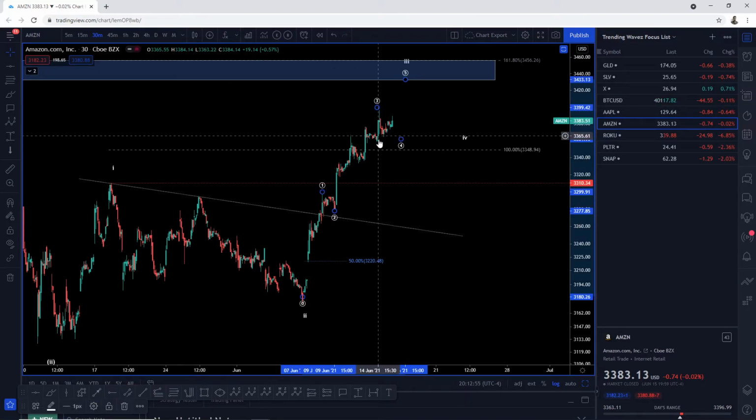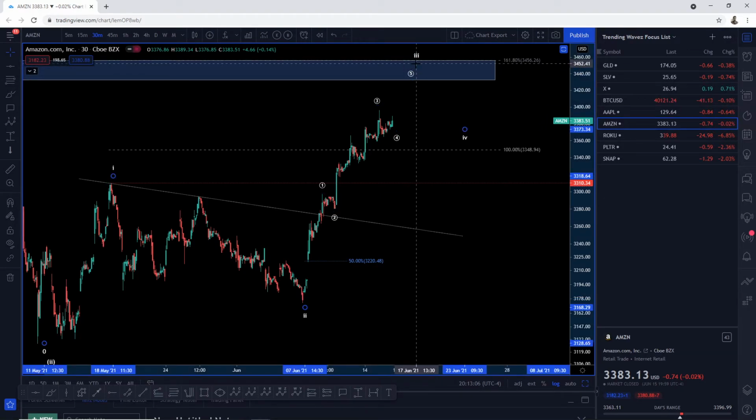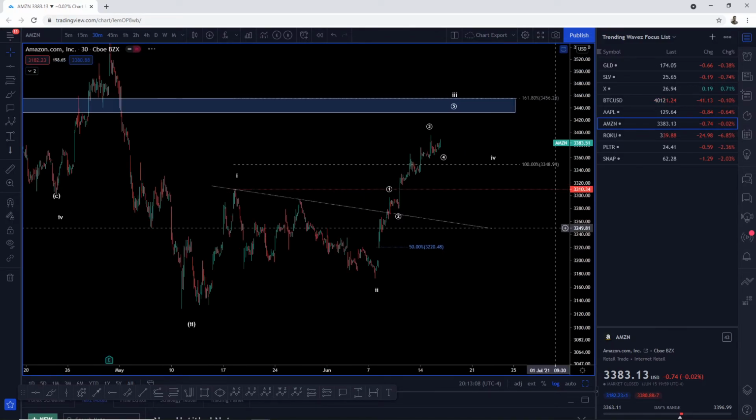We'll go up in wave 3. We're now looking for a 3-wave pullback into the wave 4 before we head on higher into the final 5th wave of wave 3 at the 1618 or 3456, which is our upside target for Amazon. Keep your eye out for this.